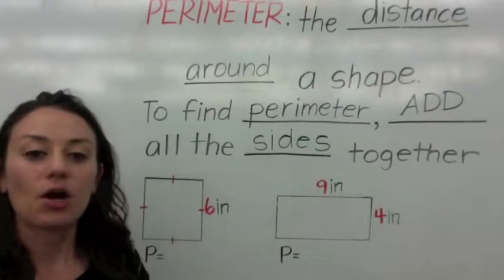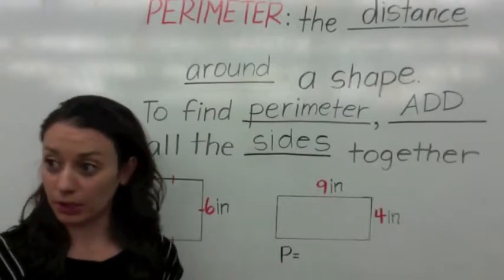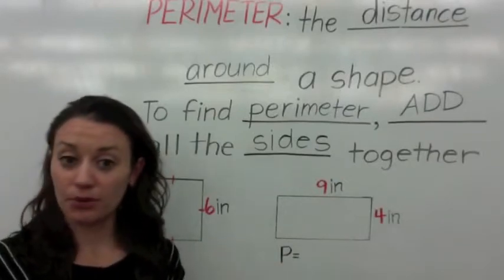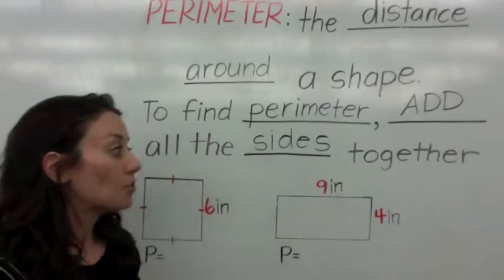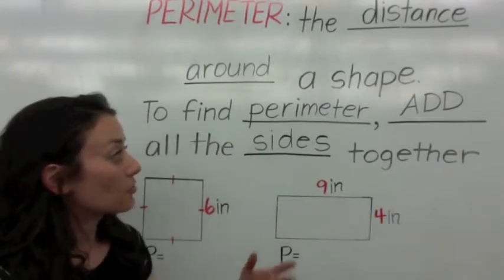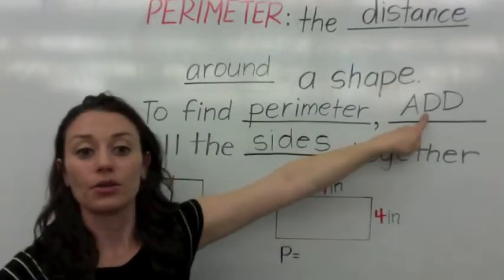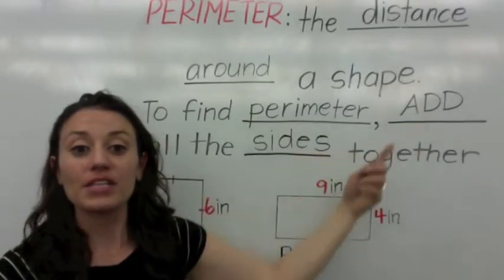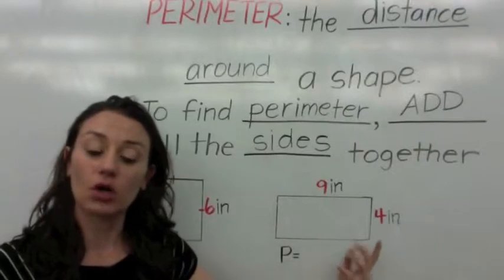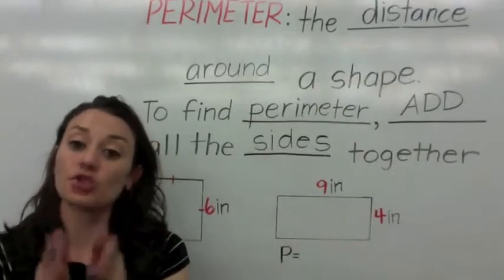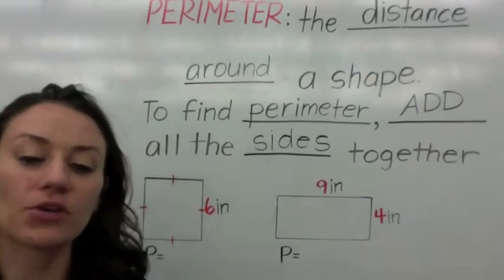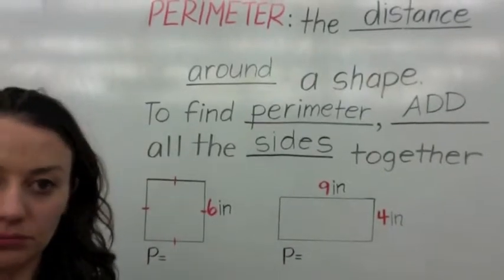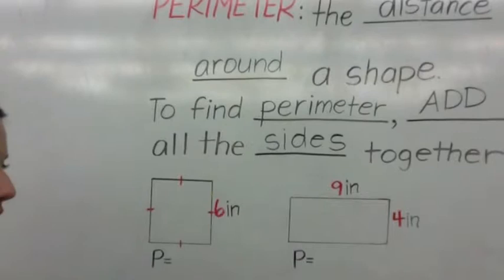All right, now, how do you find perimeter? Well, you're measuring distance. So what you have to do is add the measures of the sides all together. But there is a shortcut to doing this, and that's where we use formulas. So let's see if we remember the formulas from yesterday.